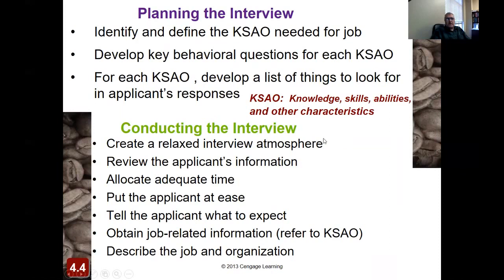We have to create a relaxed interview atmosphere when we conduct an interview. You have to review the applicant's information, put the applicants at ease, and tell the applicants what to expect, allocate adequate time, obtain job-related information, and describe the job and organization as well.